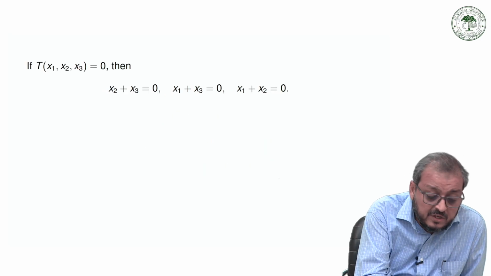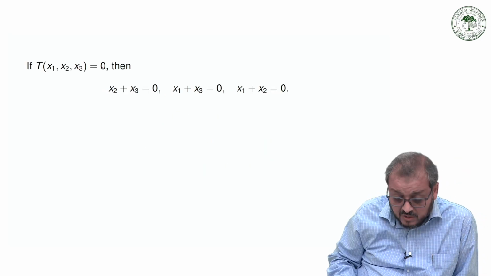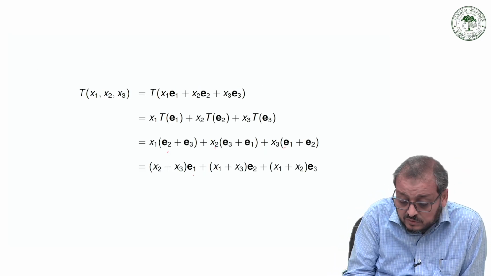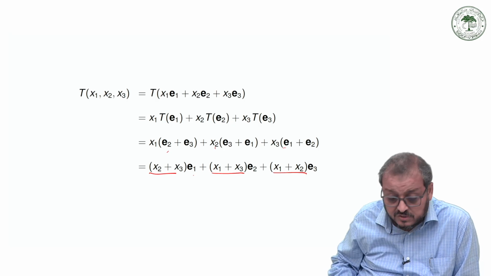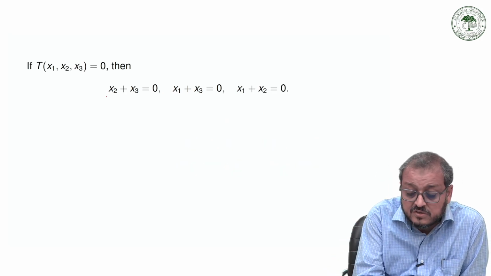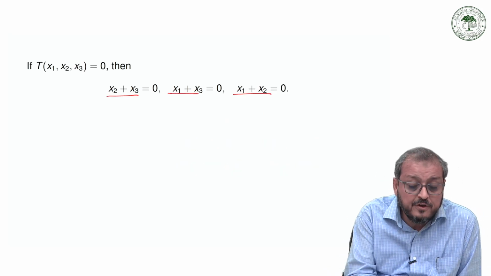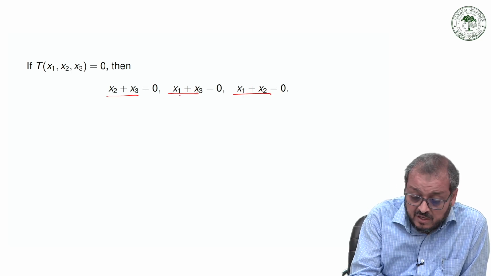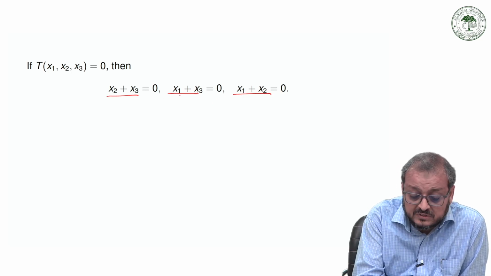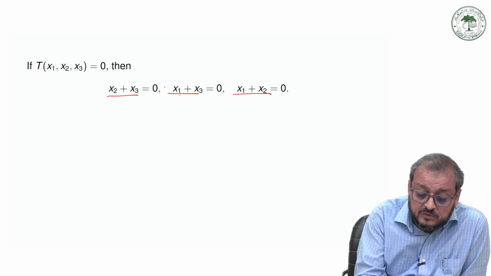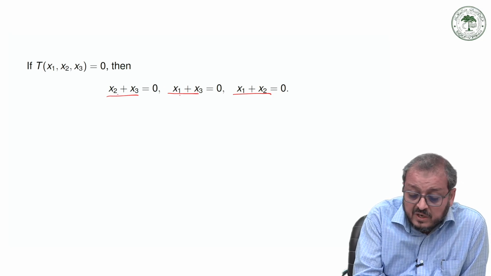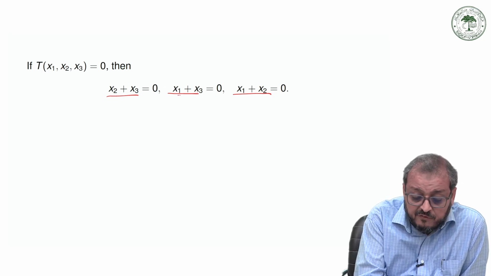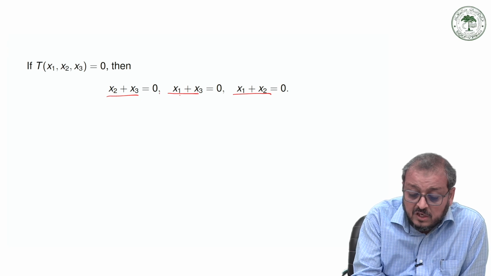So if T of (x1, x2, x3) is equal to 0, then we have to say that each of these three scalars is equal to 0. If we simplify these three scalars, you can see clearly x1 plus x3 is equal to 0, and x2 plus x3 is equal to 0. So we can eliminate x3 from here, giving x1 minus x2 is equal to 0, and x1 plus x2.